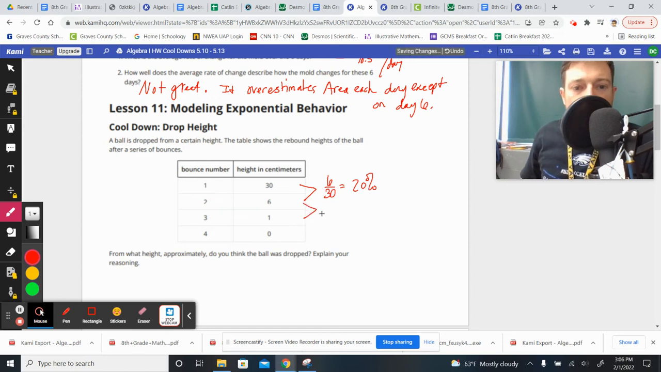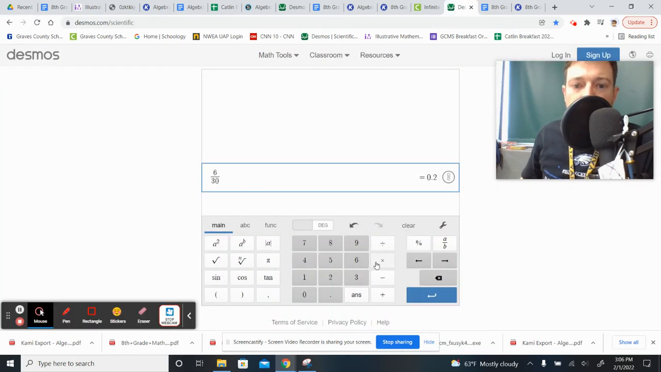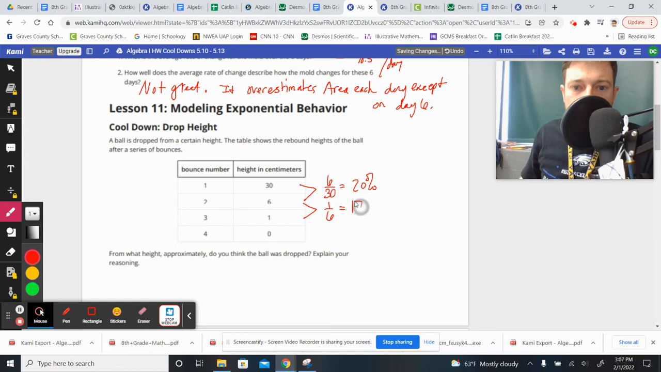So what does it do from 6 to 1? Well, it only kept 1 out of 6, and that's a little bit less than a fifth at 20%. Let's see what that turns out to be if we do 1 divided by 6. 1 divided by 6 comes out to be about 17%. So 17%, pretty close to the 20 that was there. And then obviously 0 to 1, we're not going to do that percentage because it's not going to match the growth that we're seeing here. So we're going to take these two and use it as our basis.